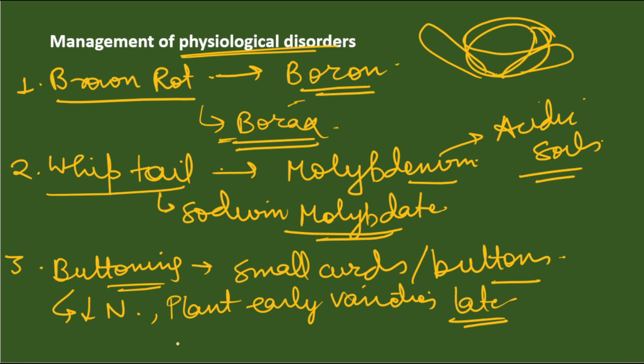That is why we need to plant early varieties in time. We have to not delay their planting, and we have to manage nitrogen. So nitrogen management can be done here through applying a good amount of farmyard manure, and a good amount of nitrogen fertilizers while doing nursery management, etc. So this can be done for buttoning.